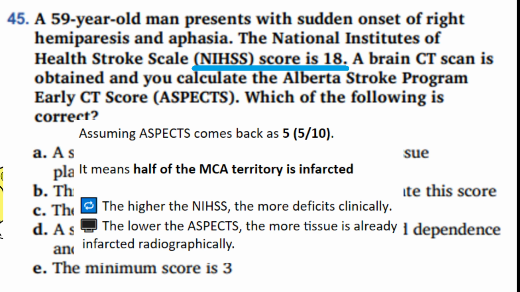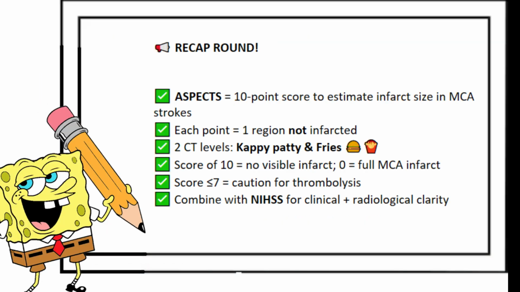The higher the NIHSS, the more deficits clinically, and the lower the aspect, the more tissue is already infarcted radiographically. So now, you are not just seeing the blackout, you are mapping it, naming it, and treating it. Recap round. Let's hit those high-yield pearls one more time. Aspect is basically a 10-point score to estimate infarct size in MCA strokes.